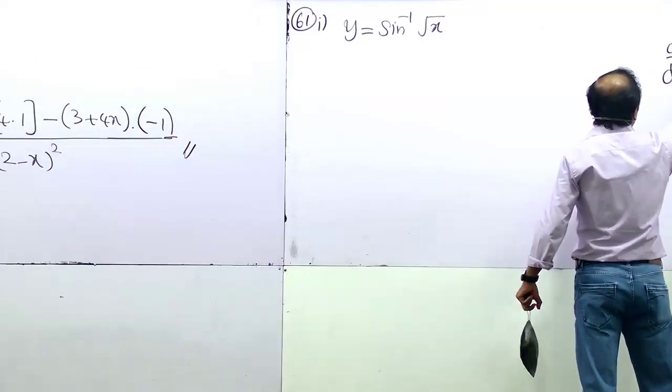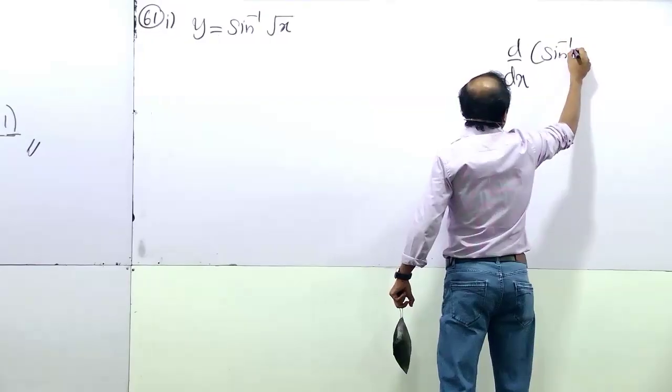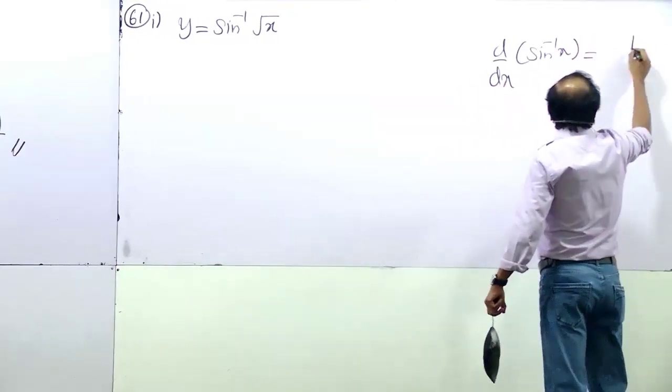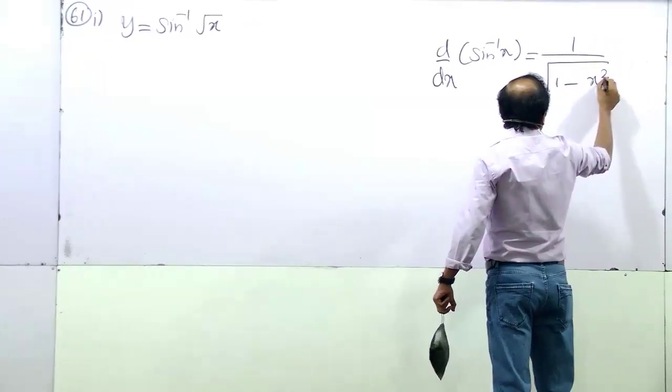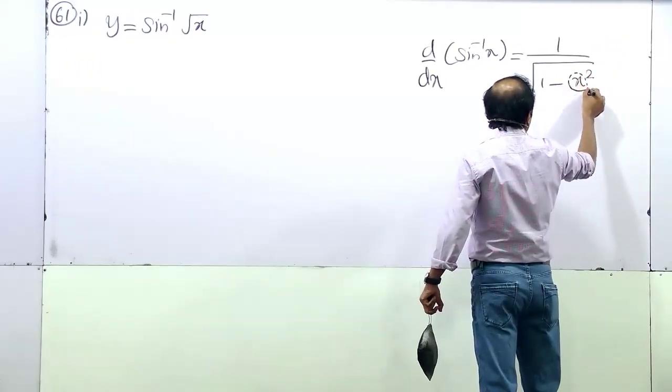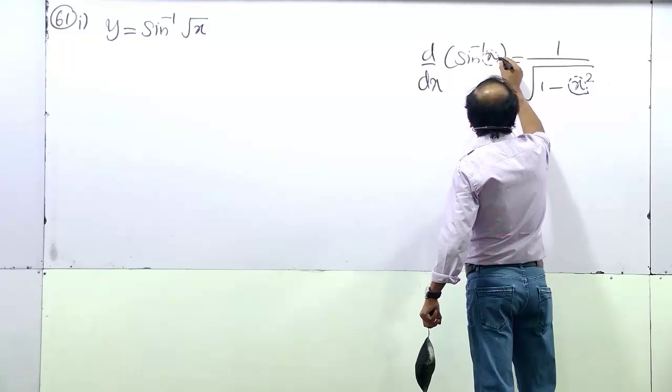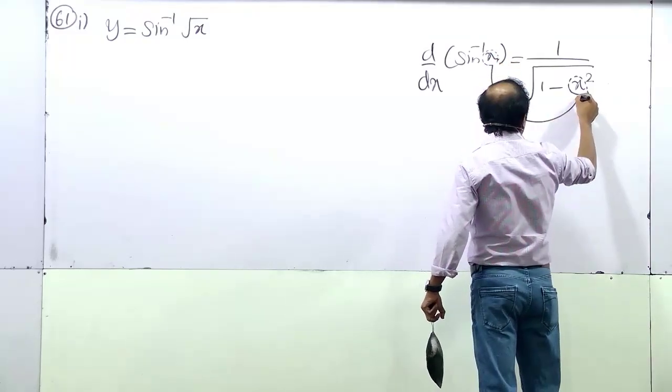d over dx of sine inverse x is 1 over square root of 1 minus x squared. People, this x means this one here. It's a square only coming here.